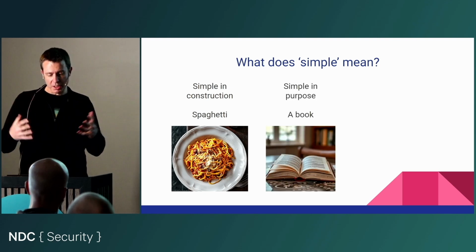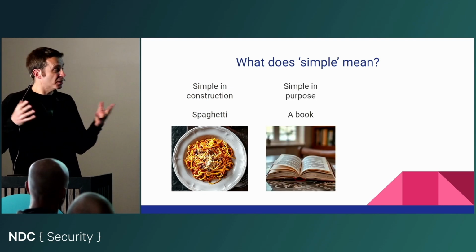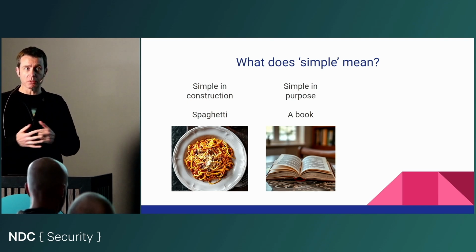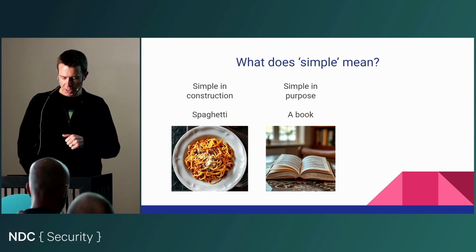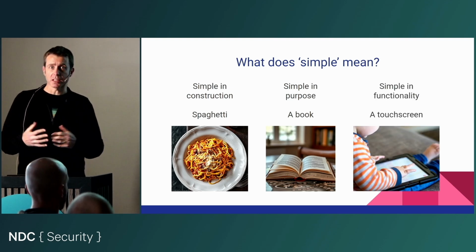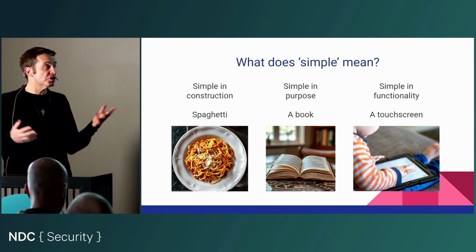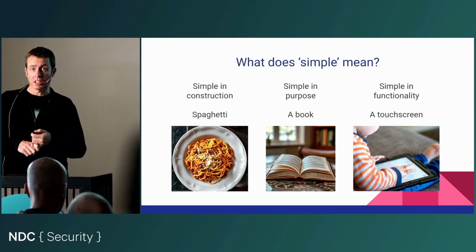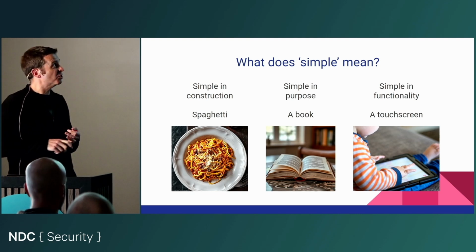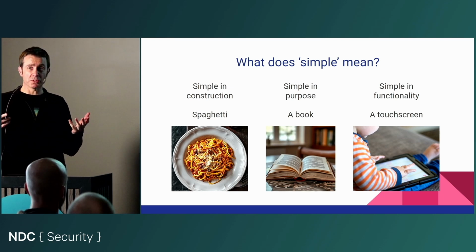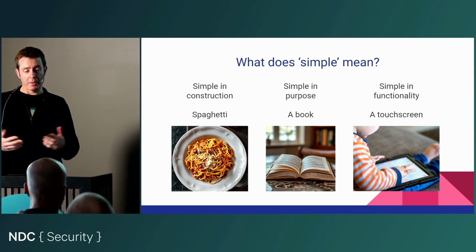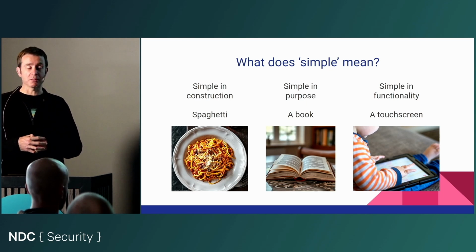You can think about something as being simple in purpose. So a book, whilst it can contain lots of complicated information inside, its purpose is quite simple, just to convey information to people who read it. And then you get something like a touchscreen tablet, which is simple in functionality. And this is quite interesting because it's very much in contrast to the other ones, right? Because a tablet is not simple in construction. It's very complicated to build a touchscreen tablet. It's not particularly simple in purpose because it can be used for so many different purposes. Yet it is quite simple in functionality because you could give it to a child and they could figure out how to use it in many ways.